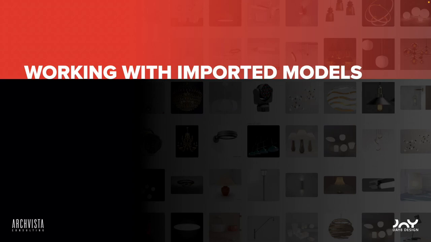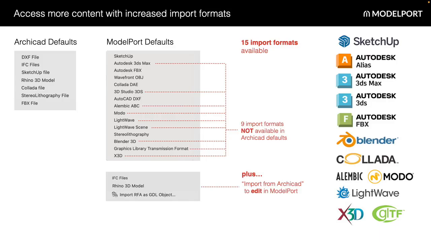Okay, let's next go to working with imported models. And what I want to discuss here first is how you can access more content with increased import formats. And that's exactly what I showed with these AI examples. The Graphics Library Transmission Format, which you can see there at the bottom of the list of these formats, is one of the 9 formats that are not available in Archicad. And this is a format that is more and more being used by AI and some of these others as well.